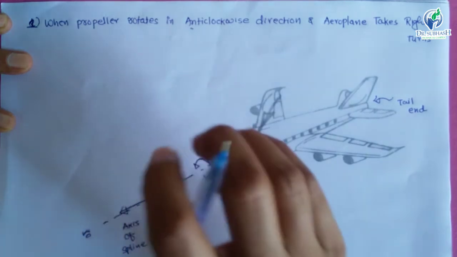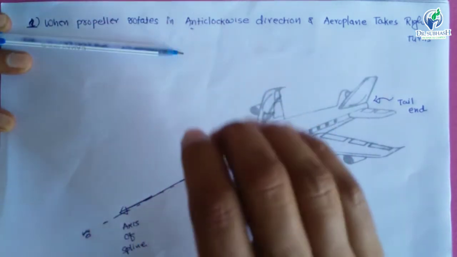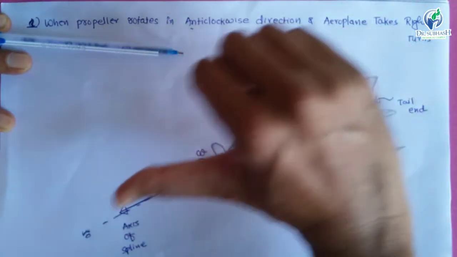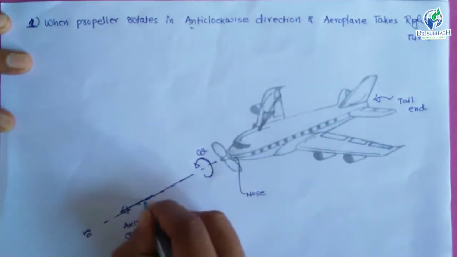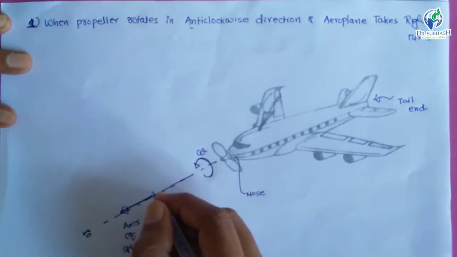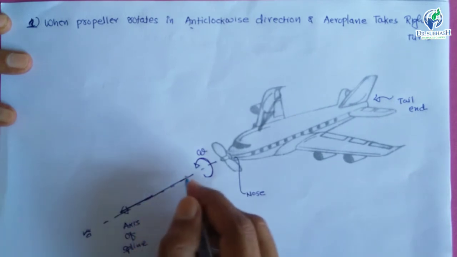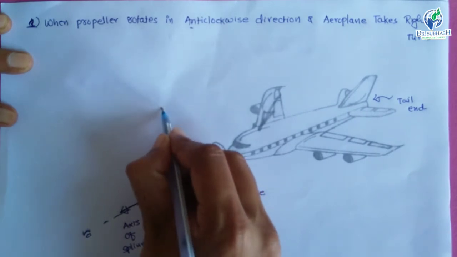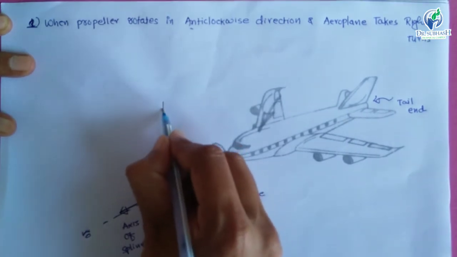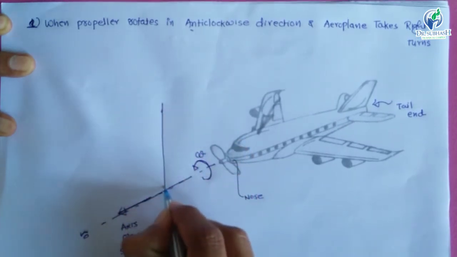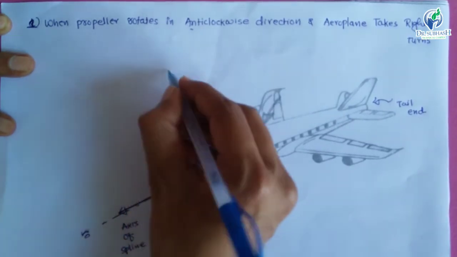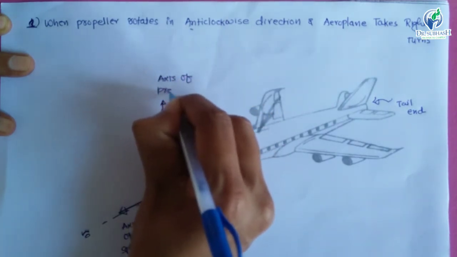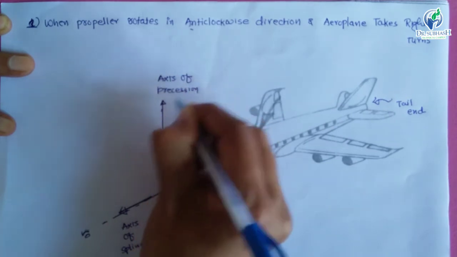because if we curl the fingers in the direction of rotation of the propeller, then the direction of the thumb will represent the vector, or we can say the angular velocity vector. So this is the axis of spin, and we know that the axis of precession is always at right angle to the axis of spin. So this is the axis of precession, it is omega p.